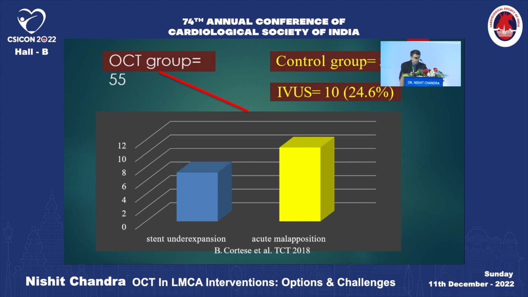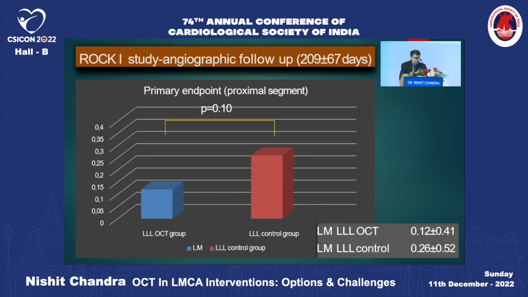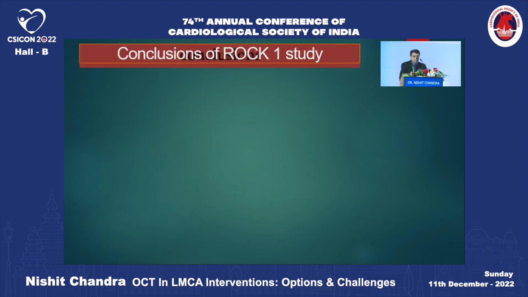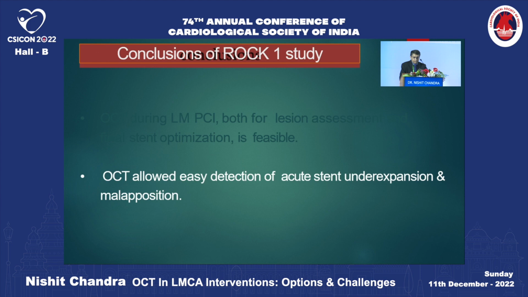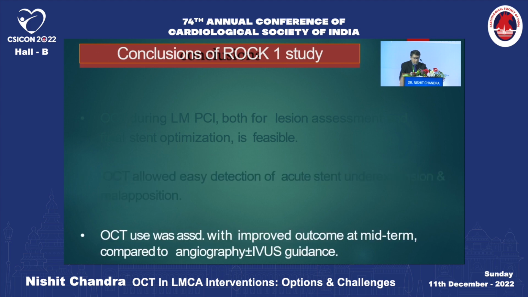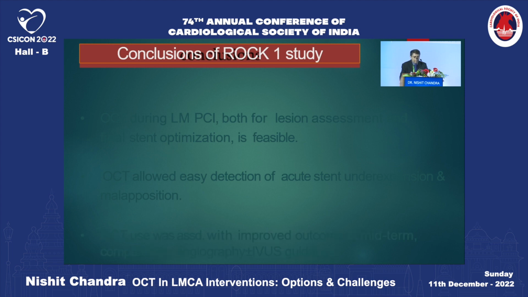What they found was that in the OCT group, in about 8% of the cases the stents were underexpanded, and in about 12% of the cases there was acute malapposition, which translated into a better outcome. The late loss in the OCT group was lower than in the control group, though not statistically significant. This was a retrospective study. They concluded that OCT is feasible in left main, allows easy detection of acute stent underexpansion and malapposition, and shows a trend towards improved outcome at midterm compared to angiography guidance only.